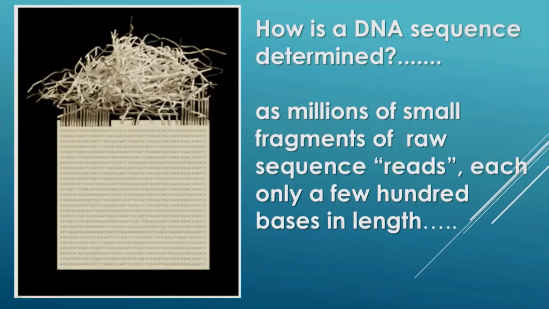So how do we determine a DNA sequence? Well, the first thing we do is we take a purified DNA molecule and we fragment it into millions of small pieces. You can visualize that in the slide here as that nest of straw on top of the DNA sequence figure. These millions of small fragments are individually sequenced. They're called sequence reads. Each of them is only a few hundred bases in length.